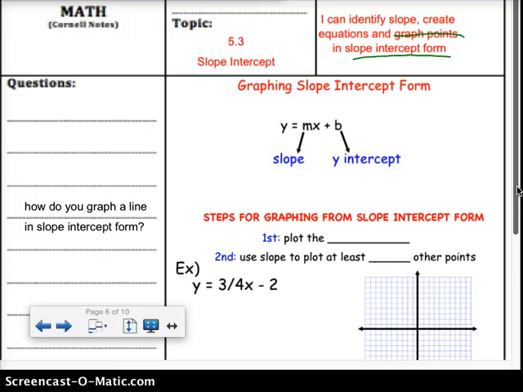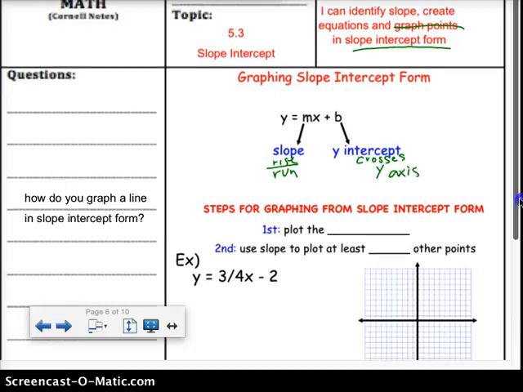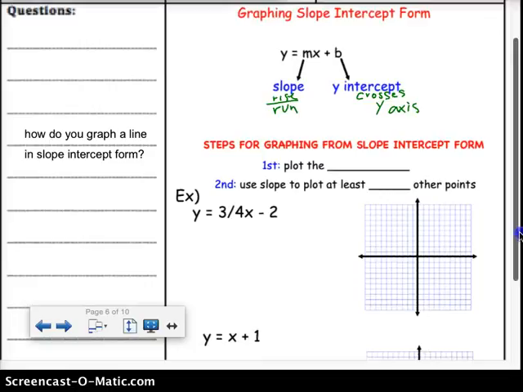Whatever is before that x, when y is by itself, notice y is alone here. When it looks like y equals mx plus b, whatever's in front of x is the slope. Remember, slope is rise over run. And whatever is after is that y-intercept. When I say y-intercept, that means where it crosses the y-axis. So that's what that means. Graphing is so much easier.